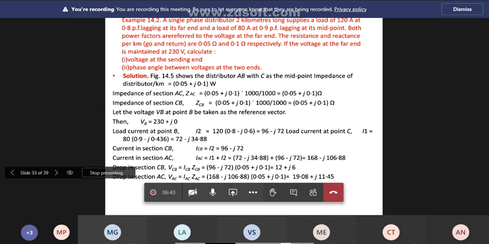As usual, you have to draw the diagram. It is 2 kilometers long. The load of 120 amperes at 0.8 power factor lagging is at the far end, and 80 amperes is at the midpoint. Far end means last, that is B. I2 is equal to 120 amperes, cos phi 2 is equal to 0.8 lag, and 80 amperes at 0.9 power factor is the midpoint, that is the middle, that is C. AB is the distributor, let us assume B is the far end and C is the middle point. I1 is equal to 80 amperes, cos phi 1 is equal to 0.9 power factor, right?